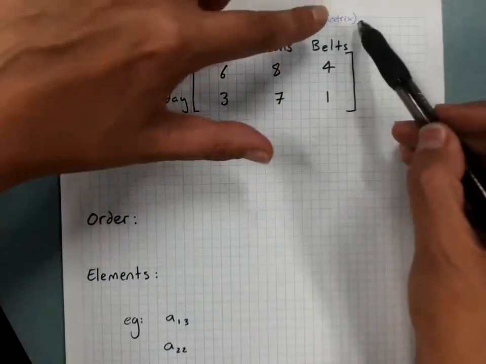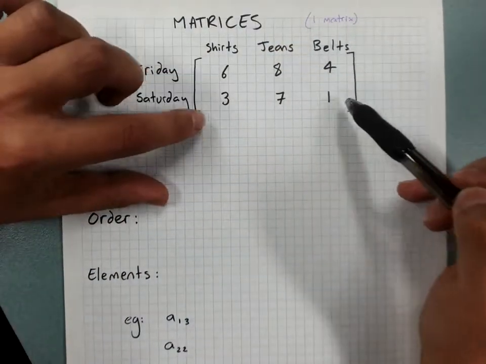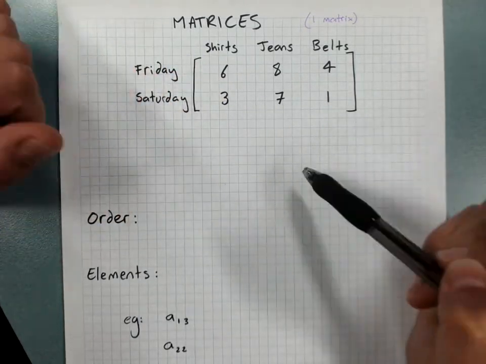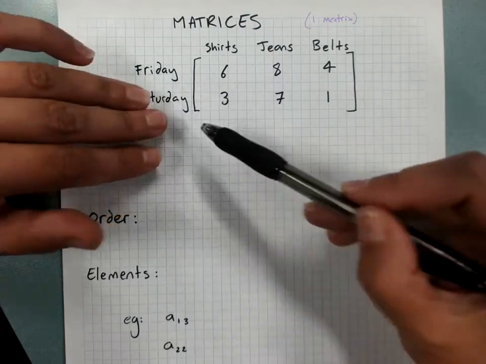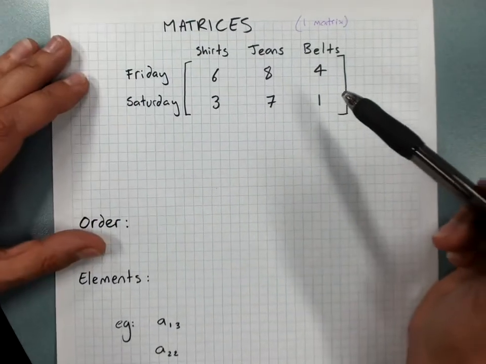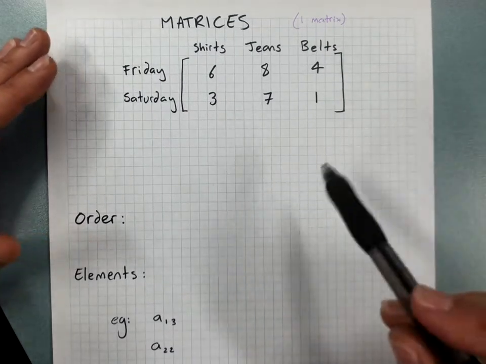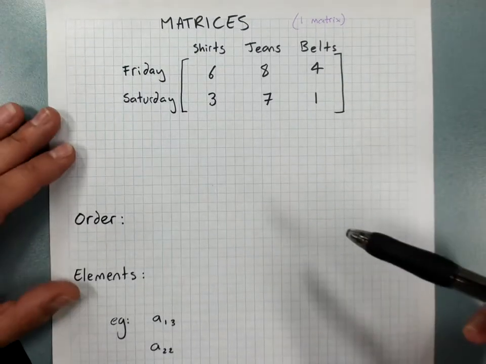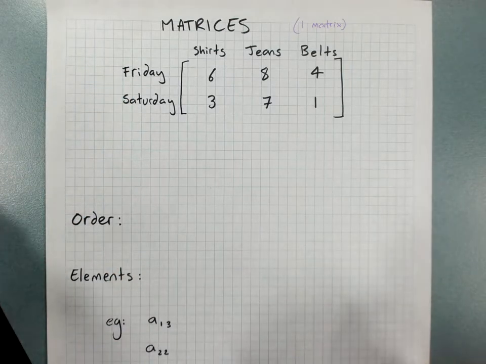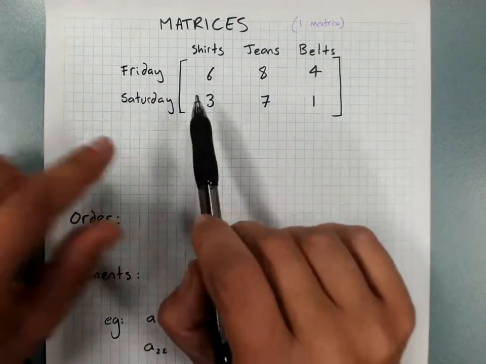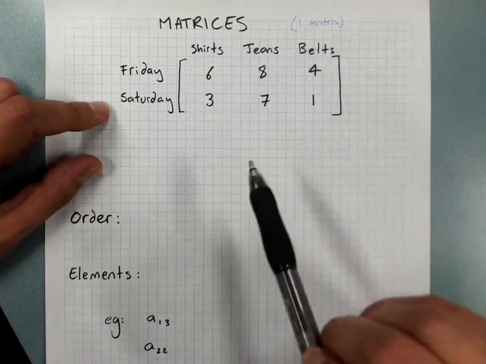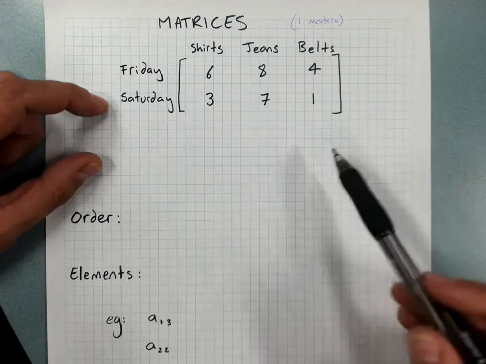Matrices, or a matrix, is a rectangular array of information, of numbers. So most spreadsheets can be matrices, and they store information, they represent information, and they allow us to do calculations with information. So this matrix is simply showing the sales at a market stall on Friday and Saturday, how many shirts, pairs of jeans, and belts were sold each day.